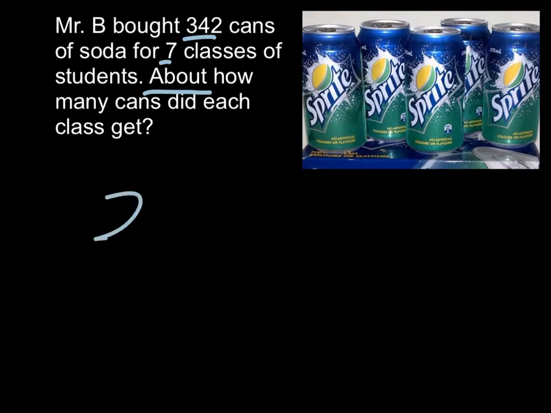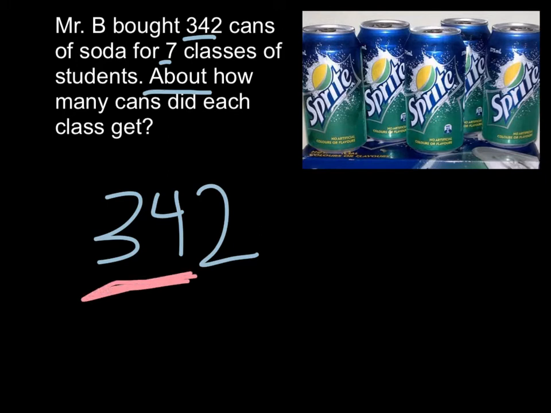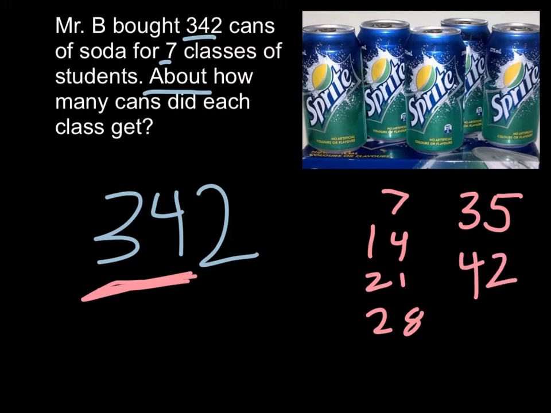So we've got 342 as our number we're working with. And when I am estimating quotients, I pretty much just look at the first 2 digits. So that basically leaves me with 34. And I want to get 7 in there. So what I'm going to do, just like the steps for long division, if I can't remember my 7 tables, I'll list them: 7, 14, 21, 28, 35, 42. Alright, so I've got a couple there.